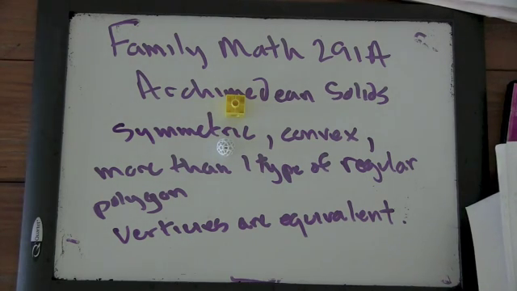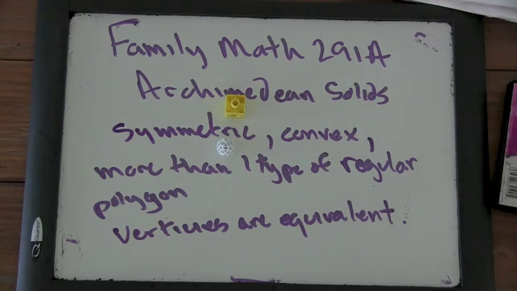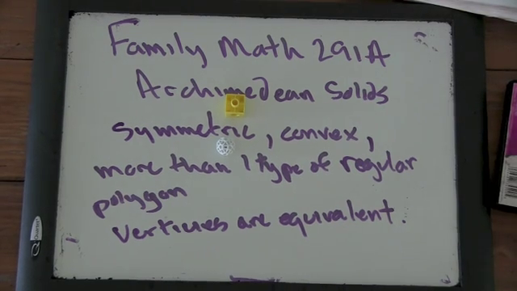So we're going to make three Archimedean solids. We're going to make an icosidodecahedron, which is made out of equilateral triangles and pentagons. Yep, that's what it sounds like. Maybe we can make a snub cube, and maybe we can make something else. So this will be a fun little project today. Okay, all right, let's go.